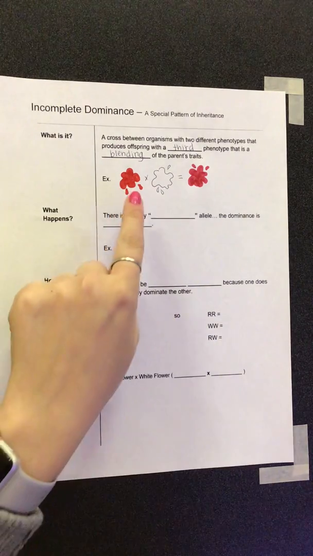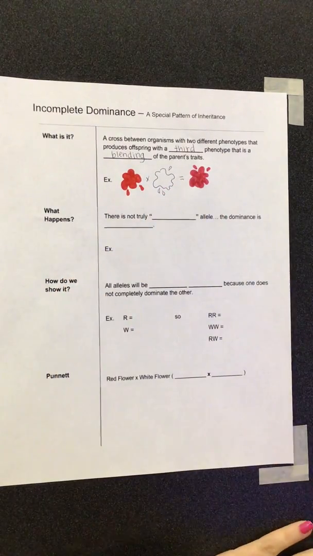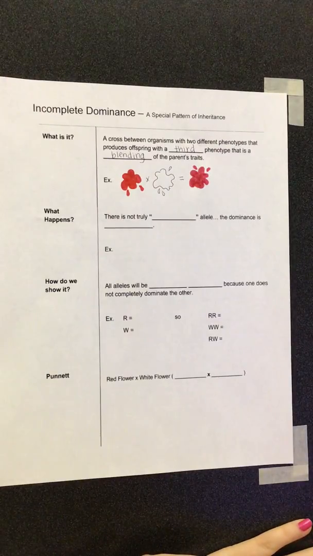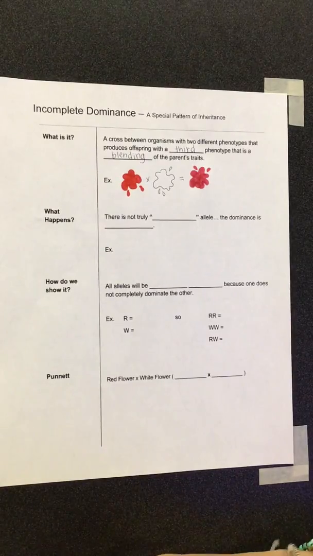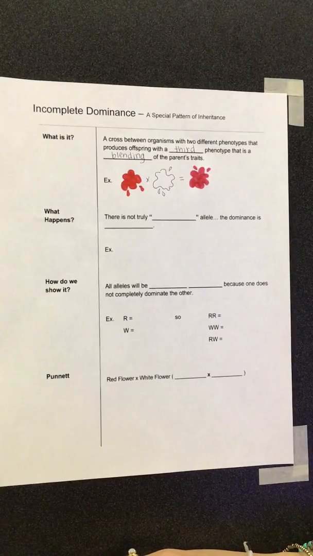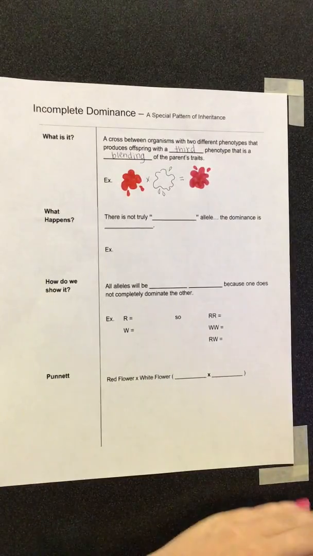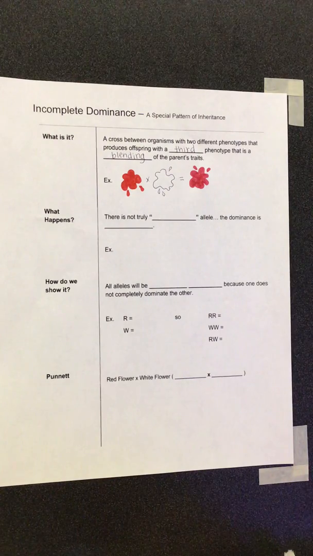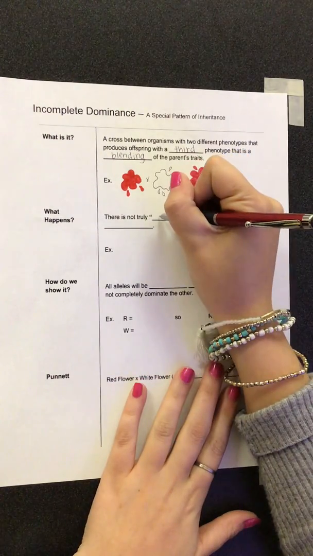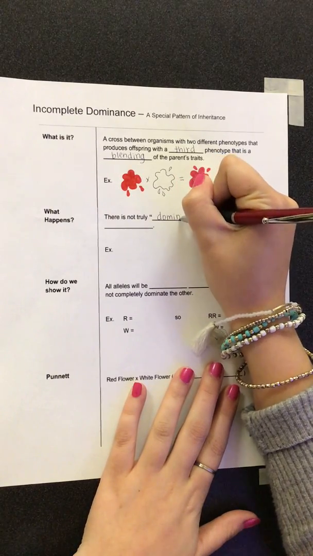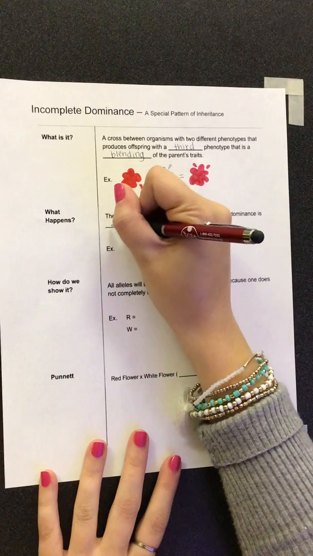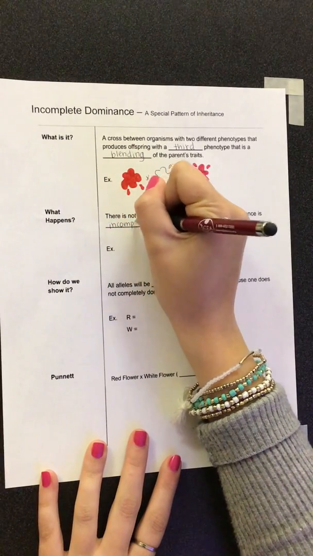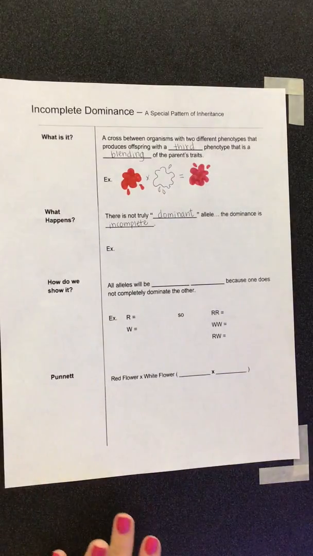So again, the two parents' traits are going to blend to create the third. The blending is a result of the way that these two traits show up in an offspring. In codominance, both of them were equally dominant to each other. But in incomplete dominance, there is not a truly dominant allele. So it's kind of like neither of them are dominant. So we say that the dominance is incomplete. One is not totally dominating over the other, hence the name.